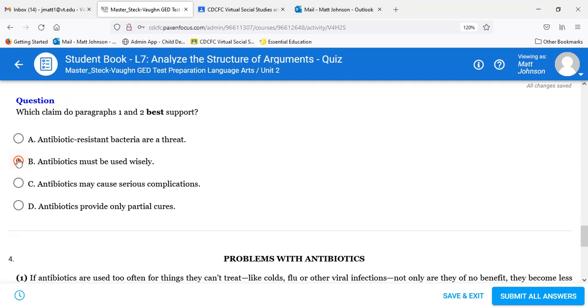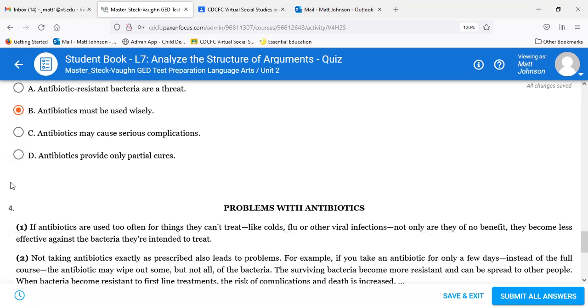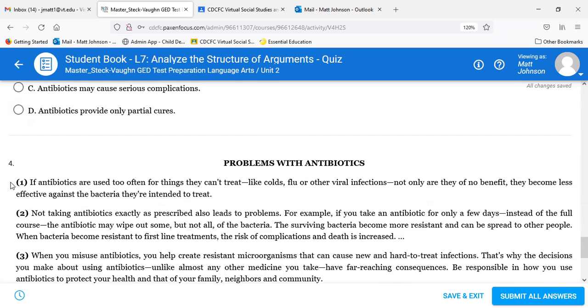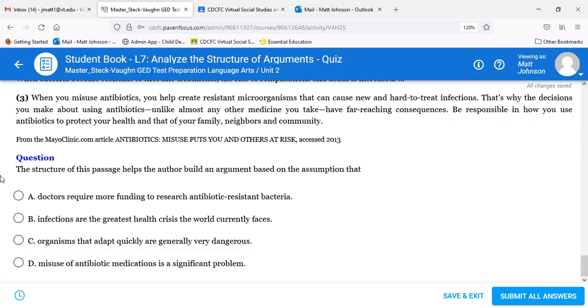So that's what it's saying there. Make sure that you use them wisely. If you're prescribed them, take them all. Only use them for bacterial infections. B as in boy. And then 4, same passage.